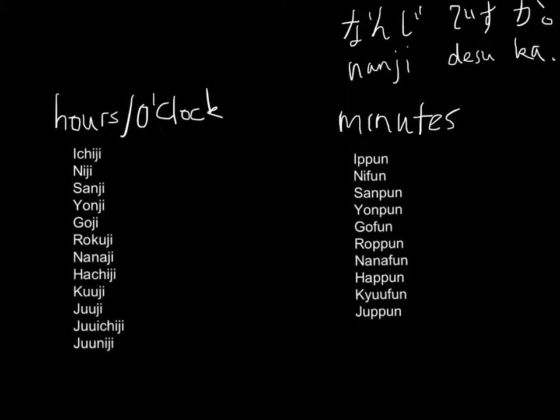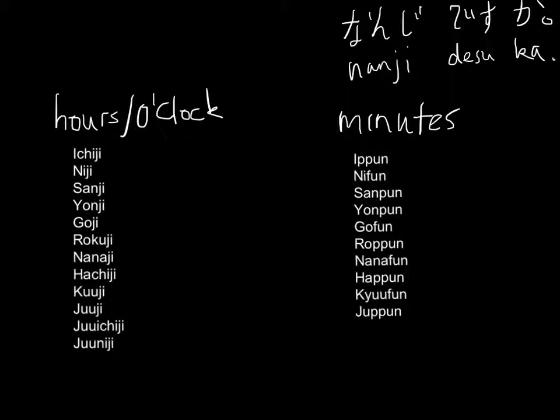You can see here, this is 1 to 10. If I'm counting minutes past o'clock, it goes for 1 minute, ippun, then nifun, sampun, yonpun, gofun, roppun, nanafun, happun, kyufun, juppun. There is a very basic pattern. If you look from 3 minutes all the way down to 10 minutes, it's basically the number plus pun or fun. There's no rule as to what it should be, pun or fun, so you just have to try and remember.